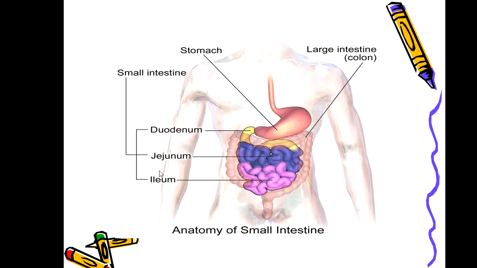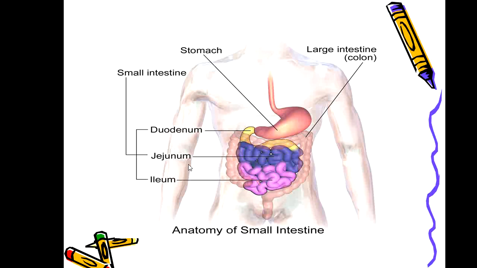The word jejunum is also derived from a Greek word, which means to be empty. This part of the small intestine is found empty after the death of the human body. That is why it always remains empty. The jejunum always remains empty.